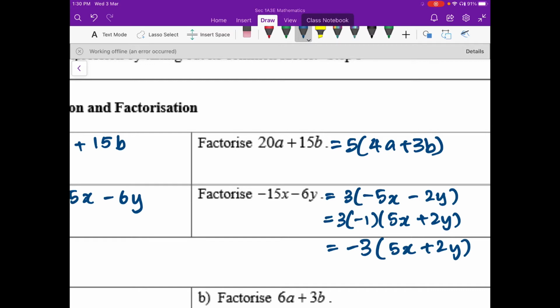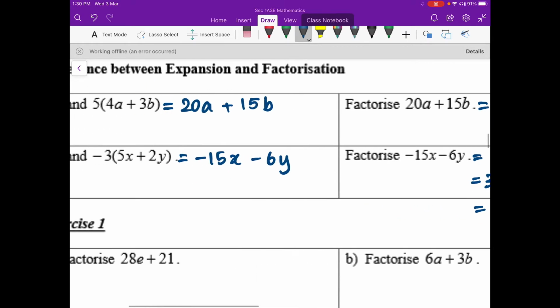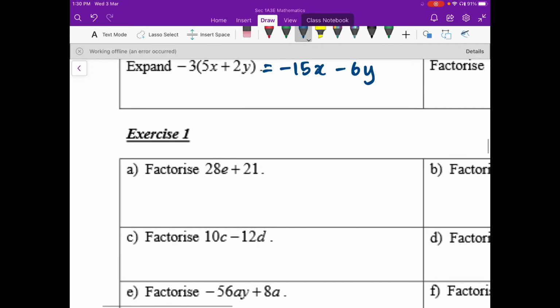Okay? So here is our introduction to factorization. Let's go ahead with exercise number 1. Factorize 28e plus 21. Let us look out for the common factors. What are the common factors over here? Clearly 7, right? Factorize out the 7. Then you ask yourself, 28e divided by 7. Obviously you can divide because 7 is a common factor. So we're left with 4e.